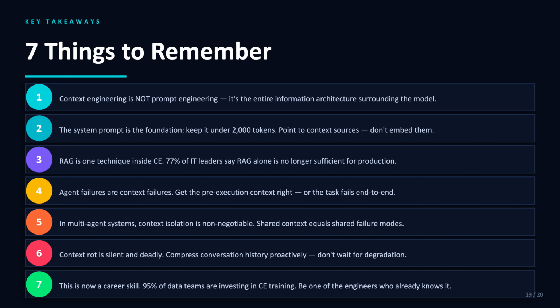4. Agent failures are context failures. Get the pre-execution context right, or the task fails end-to-end. There's no recovering mid-flight. 5. In multi-agent systems, context isolation is non-negotiable. Shared context equals shared failure modes. The 2026 research proved this conclusively. 6. Context rot is silent and deadly. Compress proactively. Don't wait for performance degradation to tell you something is wrong.